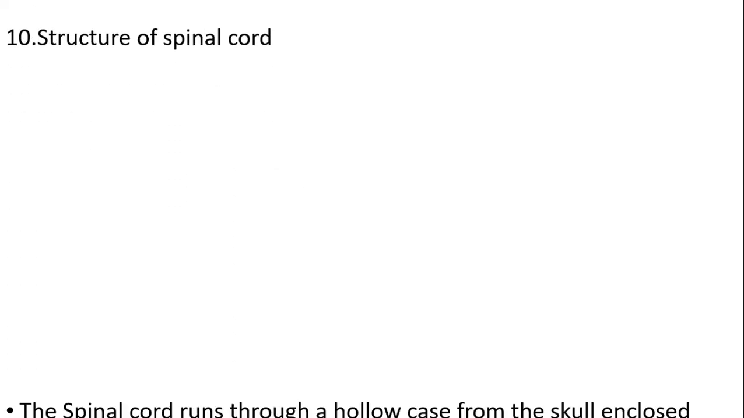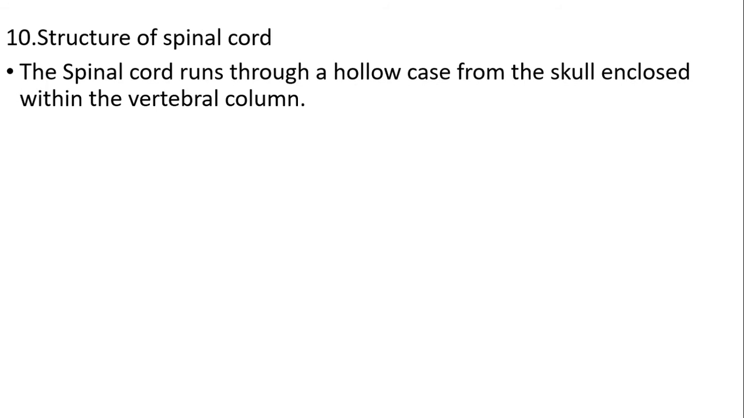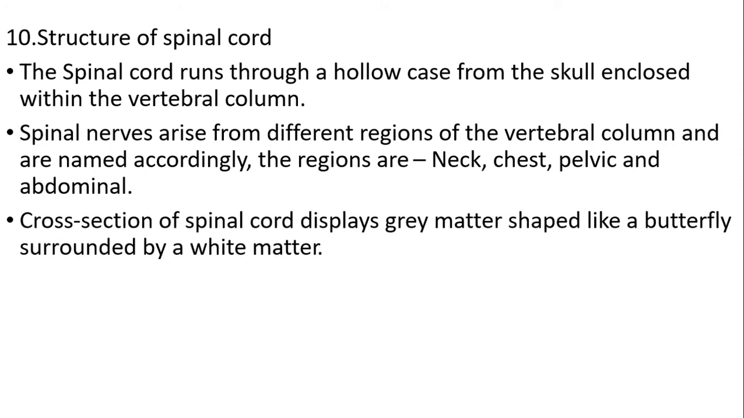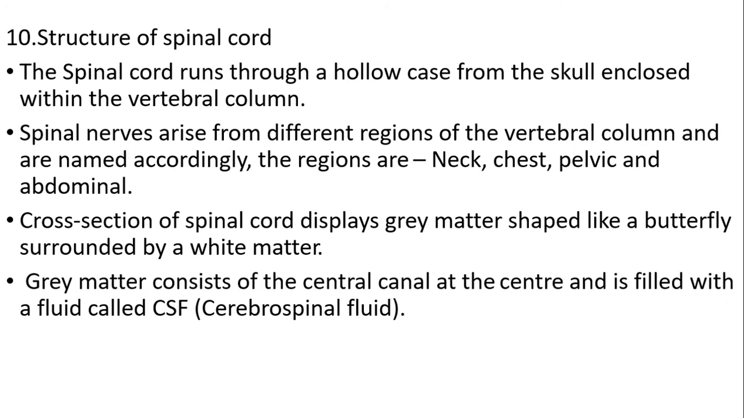Structure of the spinal cord. The spinal cord runs through a hollow case from the skull within the vertebral column. Spinal nerves arise from different regions of the vertebral column and are named accordingly. The regions are neck, chest, pelvic and abdomen. The cross-section of the spinal cord displays grey matter shaped like a butterfly, surrounded by white matter. The grey matter has a central canal at the center, filled with a fluid called cerebrospinal fluid.